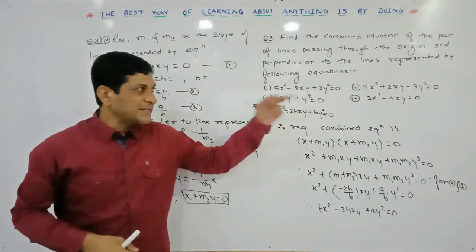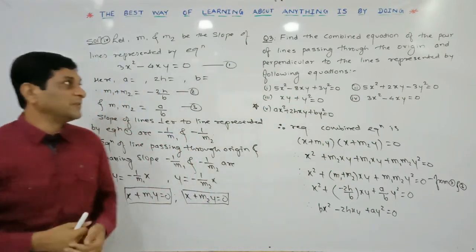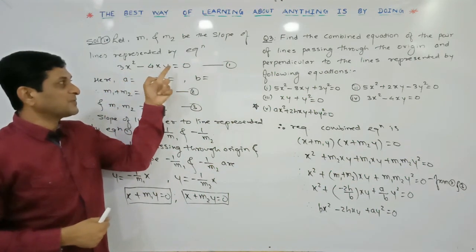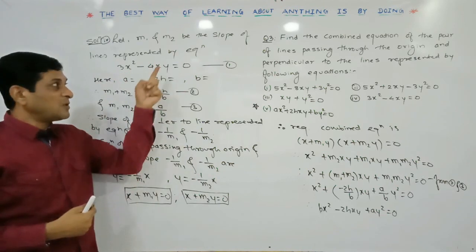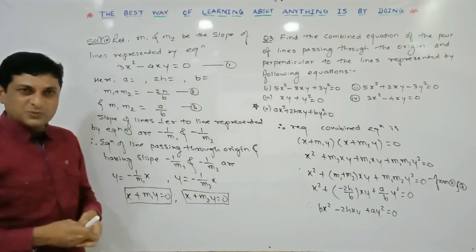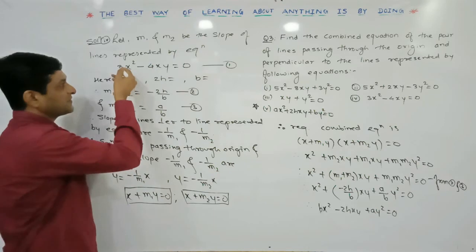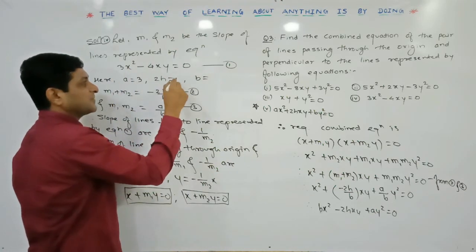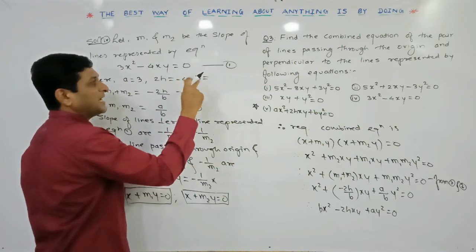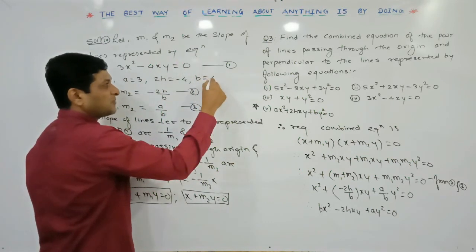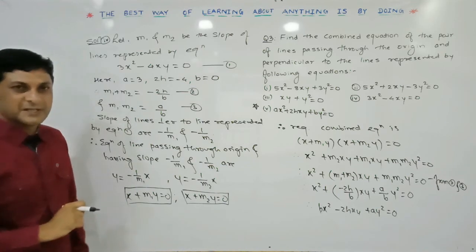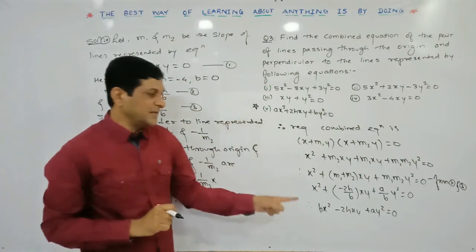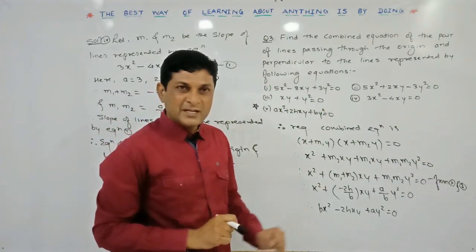Now see the last example, example number 4. Here the given equation is 3x square minus 4xy. Since the term of y square is absent, we can say that its coefficient is 0. From this equation, first find a, the coefficient of x square, 2h, the coefficient of xy, that is equal to minus 4, and b, the coefficient of y square. The term of y square is absent here, so we can say that b is equal to 0. Again using the same method we will get our required combined equation.